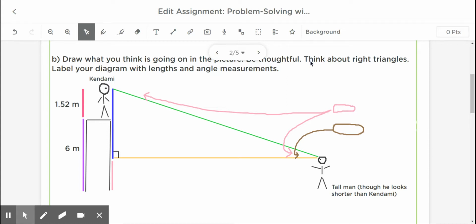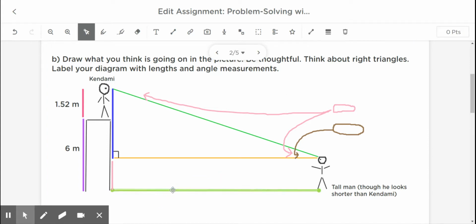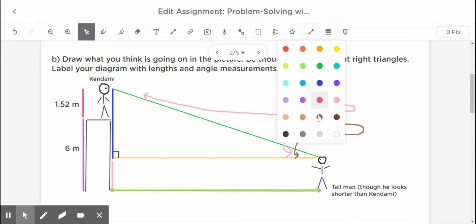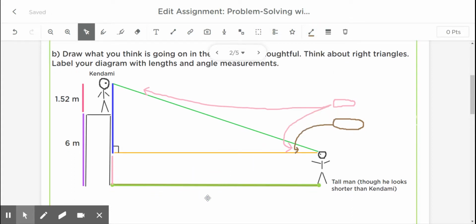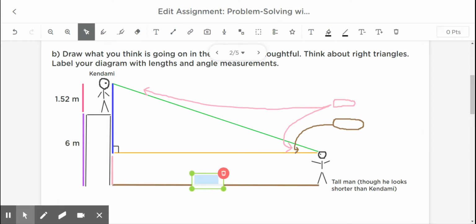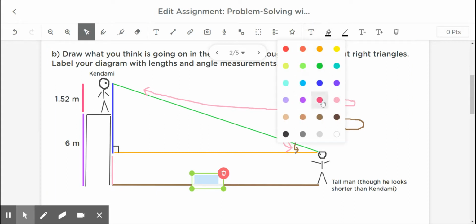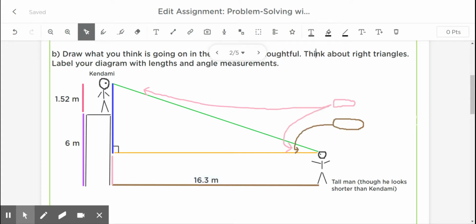All right. One other piece of information we have is down here. We have this length here, and that was given as 16.3 meters from the base there. So we have this whole thing, the purple 6 meters and the red 1.5 meters for the height of the building and the height of Kendami. And then we have this 19 degrees.